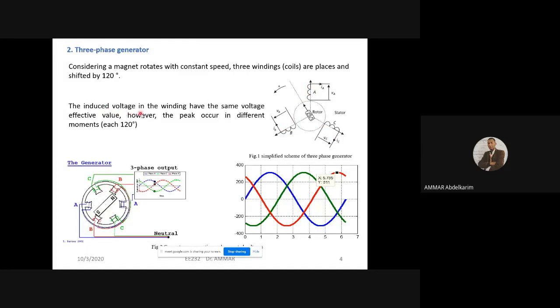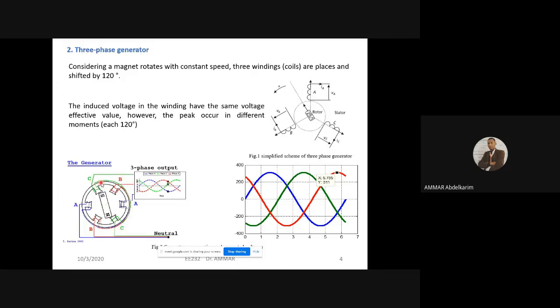So the induced voltage in the windings has the same effective value. However, the peak occurs at different moments. You can see here in this motion, that according to the position of the rotating magnet, the peak of the voltage each time appears with a phase shift, according to the position of the magnet. It will be maximum when the magnet is aligned with an axis.